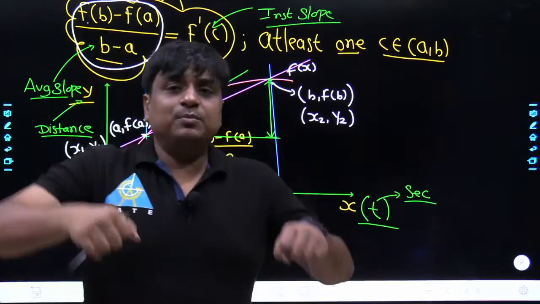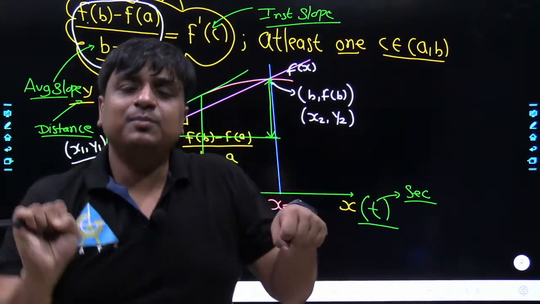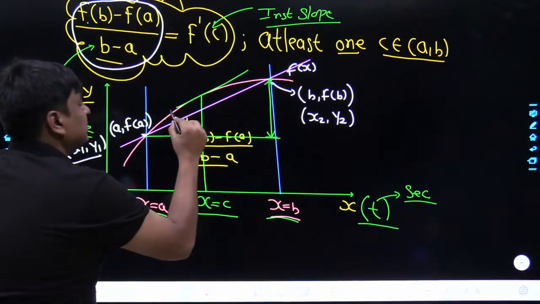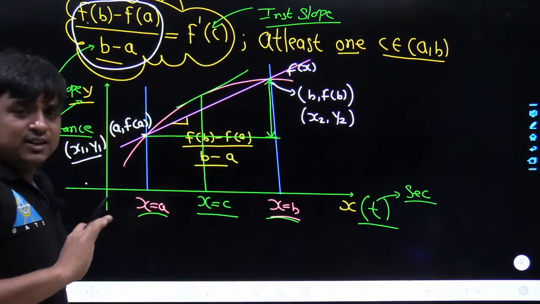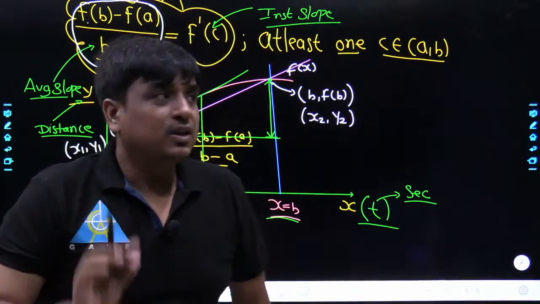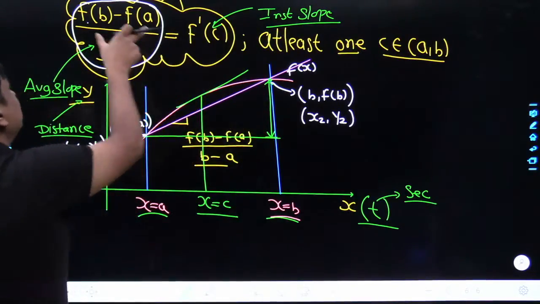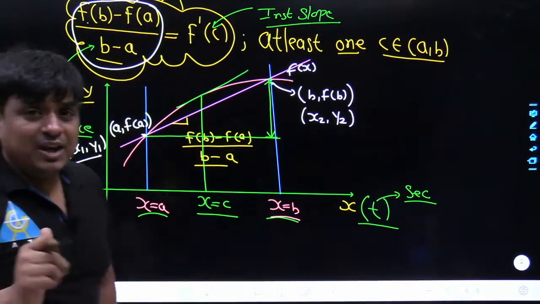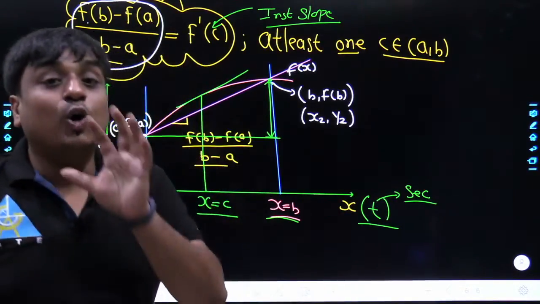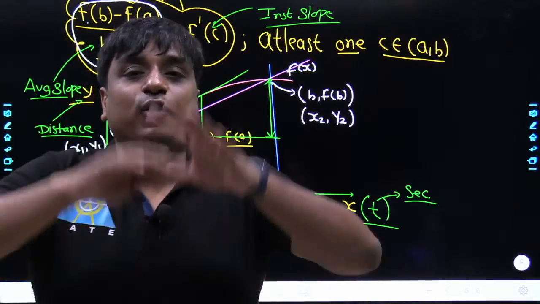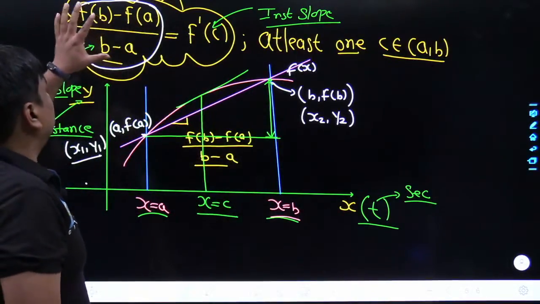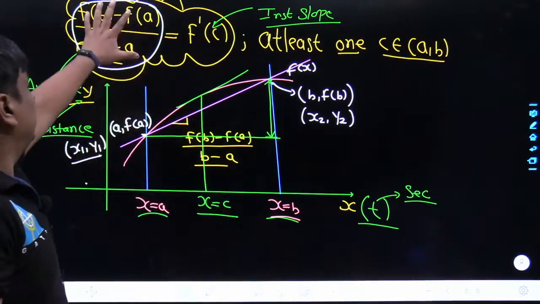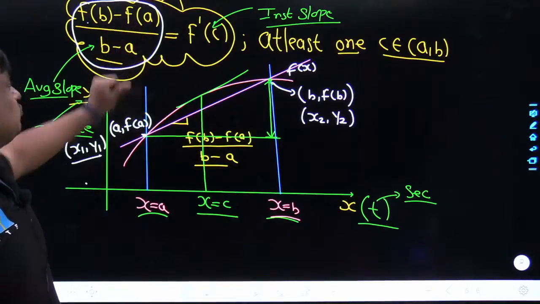Sometimes you must be moving at a higher speed, sometimes at a lower speed. Somewhere the acceleration is high, somewhere it's low. That's fine, but what's the result out of this? The total distance traveled is f of b minus f of a, in time b minus a. So what is it? It's the average speed, or in the mathematical formula you can just say it's nothing but the average slope. Is that part clear?